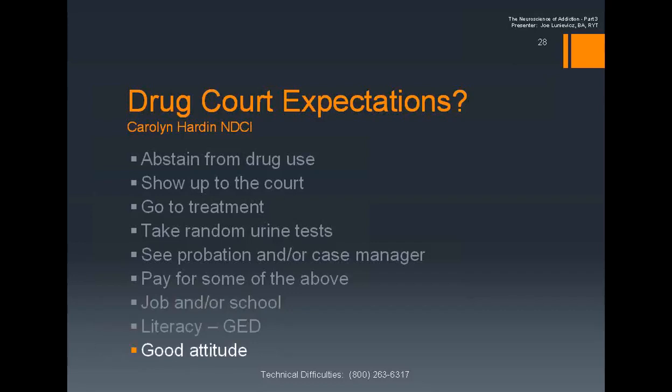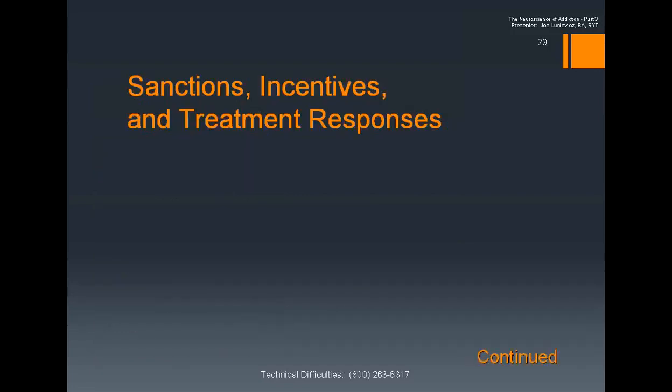So these are expectations. The key, though, is to see how these expectations may or may not be able to be met by the individual, depending upon what stage of recovery they are at and depending upon the type of addiction that they have. Those three factors that I'm saying over and over again, right? Biopsychosocial factors which are influencing. So then how do sanctions and incentives and treatment responses factor into this?